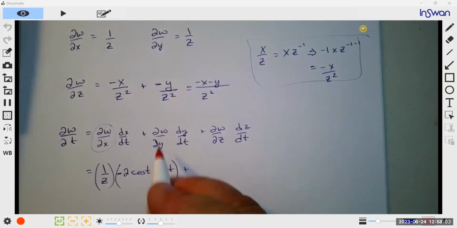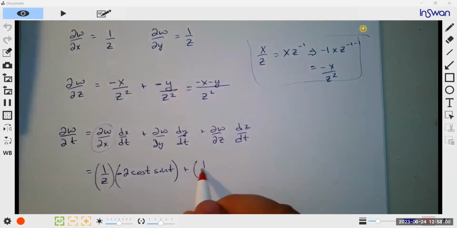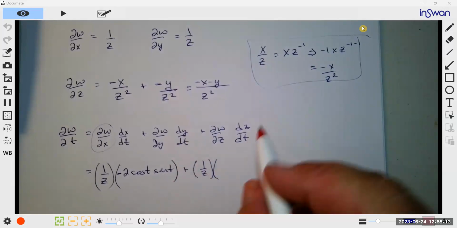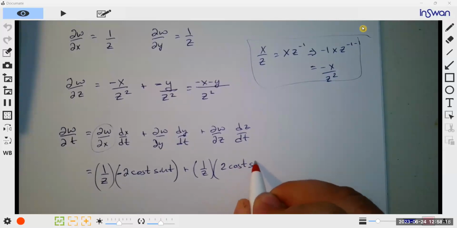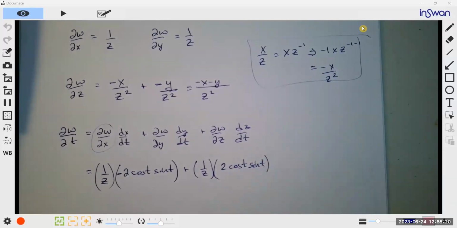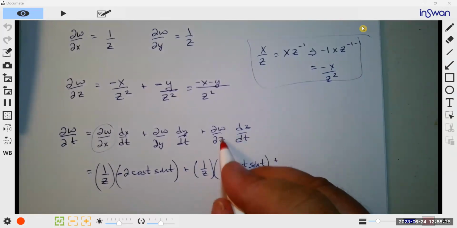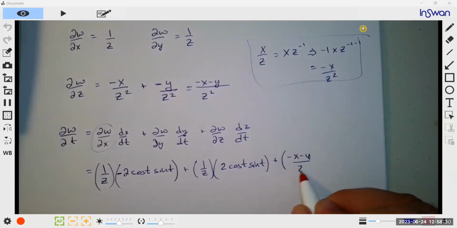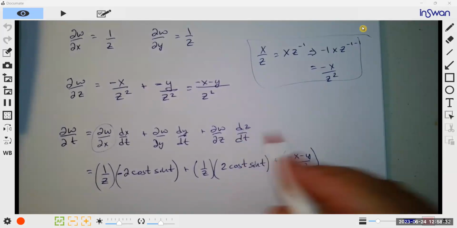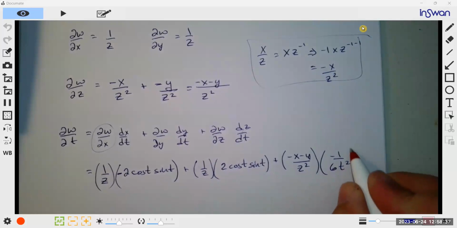dw/dy is 1 over z times dy/dt, which is 2 cosine t sine t. dw/dz is negative x minus y over z squared. dz/dt is negative 1 over 6t squared.